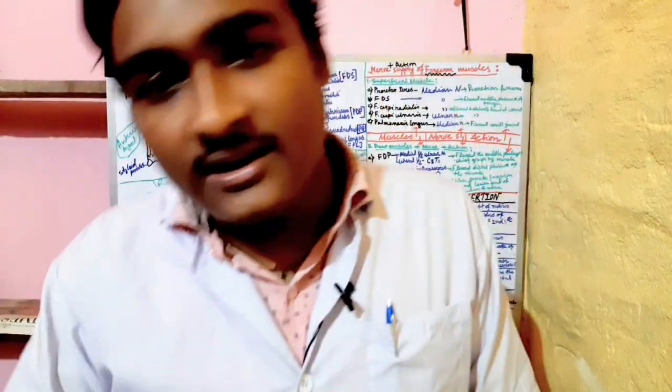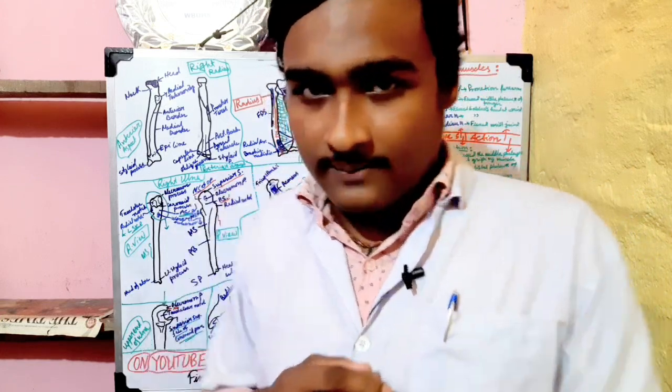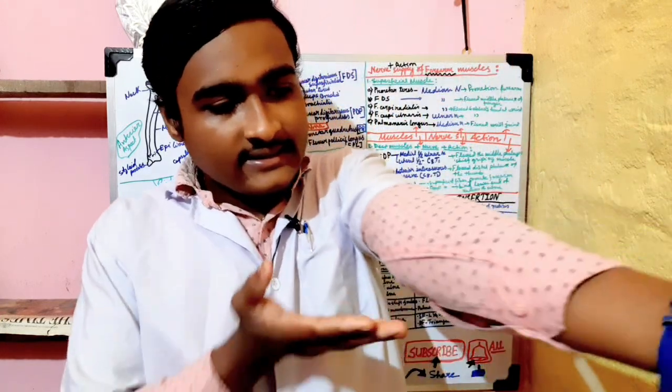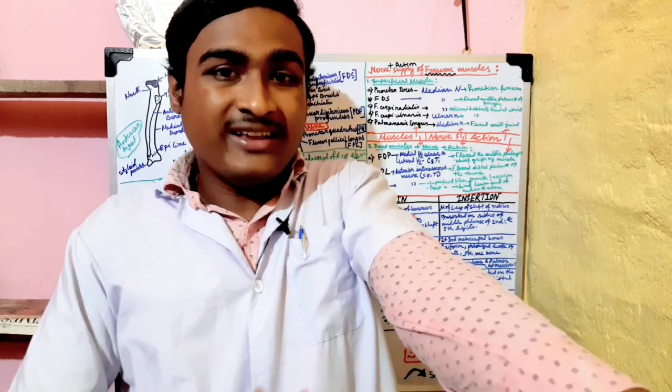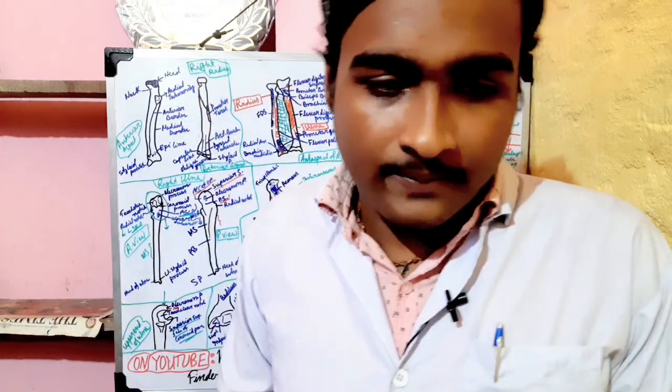Okay, let's start this video. How to identify whether this is a radius or ulna? First, I can say this is the ulna, as it is near to the body. This is the medial side where the ulna is located, and the lateral side, away from the body, is where the radius is located. Okay, side determination.